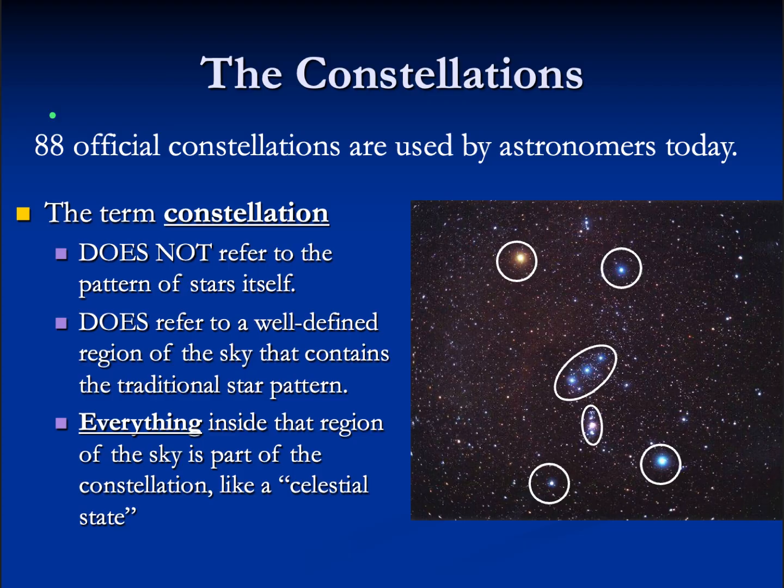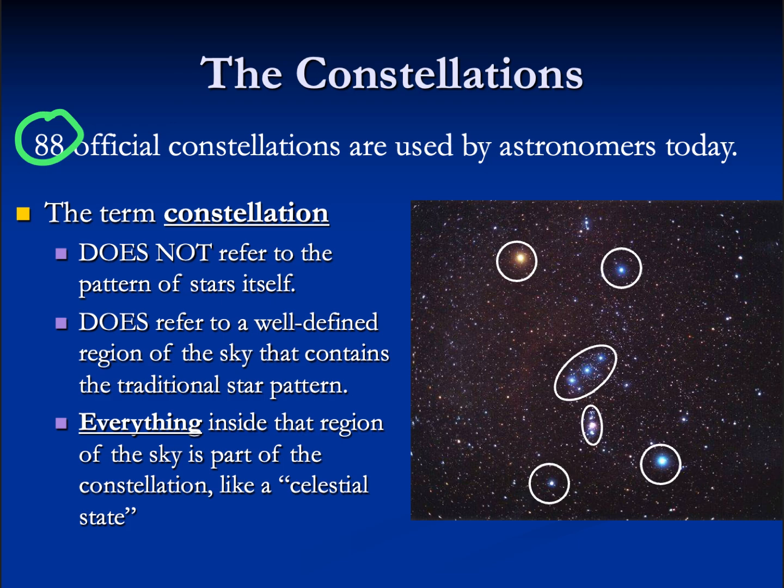There are 88 constellations. Remember, the constellations are not the individual stars or the dot-to-dot drawings. A constellation is just an area of the sky. The whole area of the continental United States is divided into 48 states. The whole sky is divided into 88 constellations.